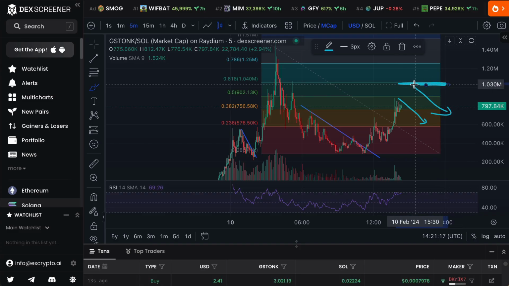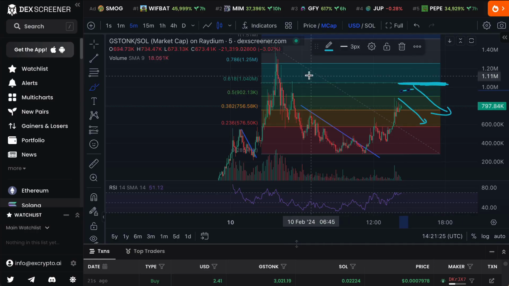If it runs, you definitely are going to see selling here, almost certain. So you'll take profits at 973, 968 before that happens. That's how you trade that one.